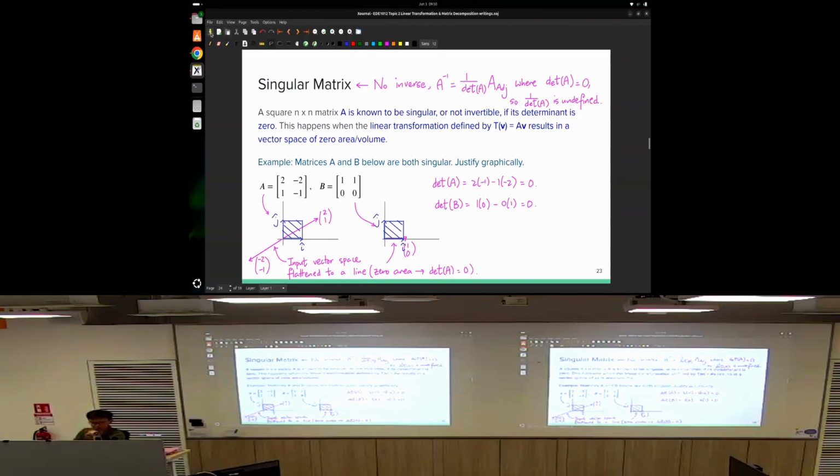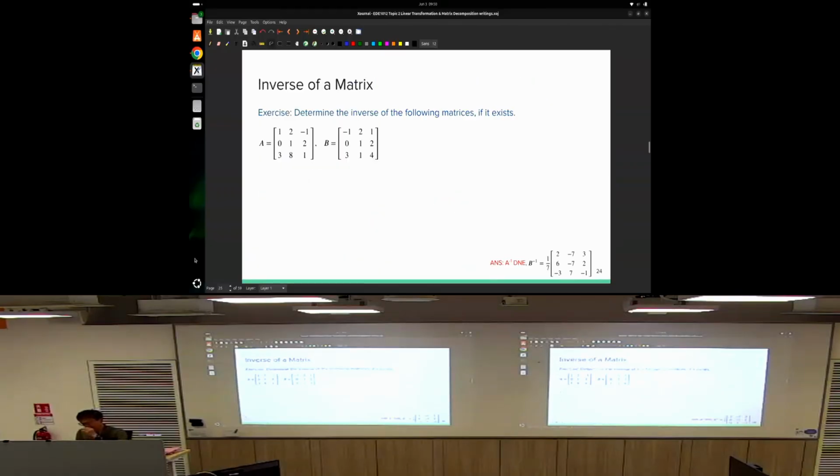So whenever you have a singular matrix that transforms the vector space into a lower dimensional vector space, then the determinant is 0. That means the matrix is not invertible because you cannot have 1 over 0. Now the demonstration here is for 2 by 2 matrices, but for 3 by 3 matrices it's also a similar concept. In this case, the flattening can be a volume into a plane or a line.